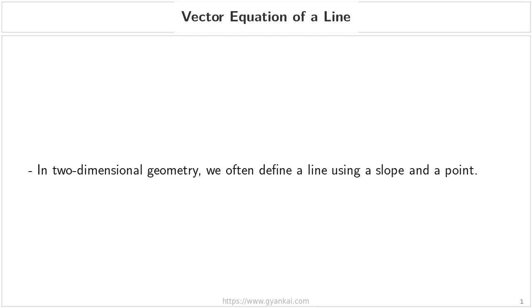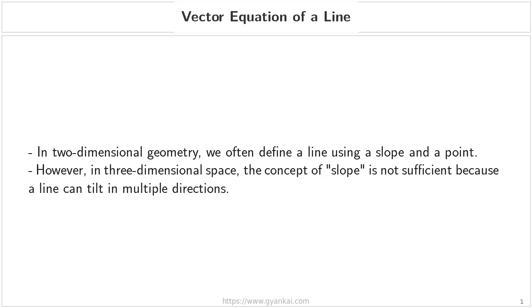To start, let's look back at what you already know from two-dimensional geometry. When we work on a flat 2D plane, defining a line is relatively straightforward. We usually just need a single point and a slope to describe exactly how that line behaves.